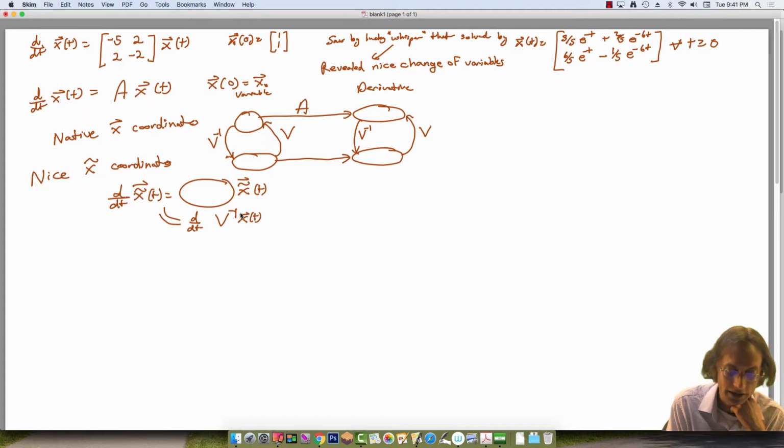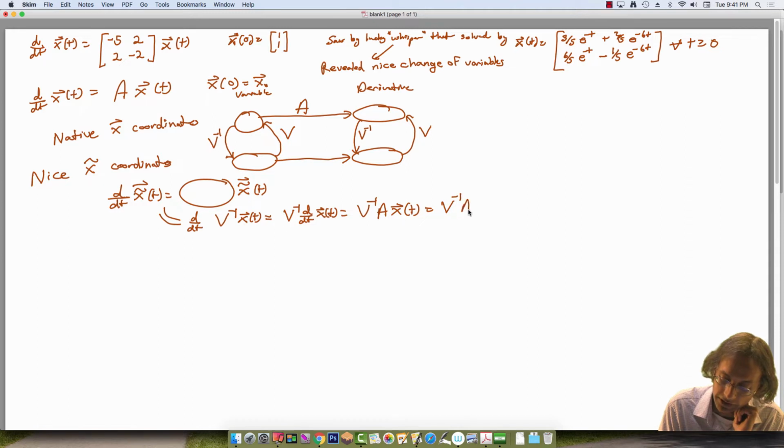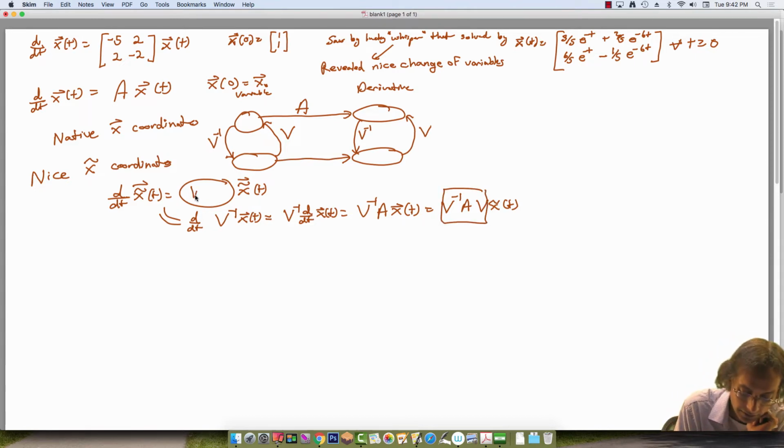Why? Because what is x tilde? X tilde is just V inverse x, which is just V inverse d by dt x of t, which is V inverse A x of t. But what is x? X is just V times x tilde. Remember, that's how we go back and forth. V inverse A V x tilde of t. So what goes in this box? This goes in this box.